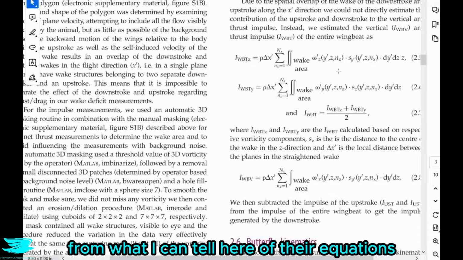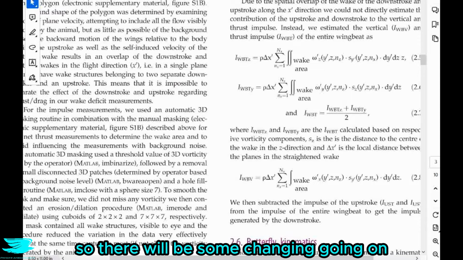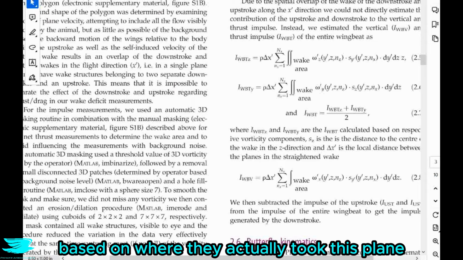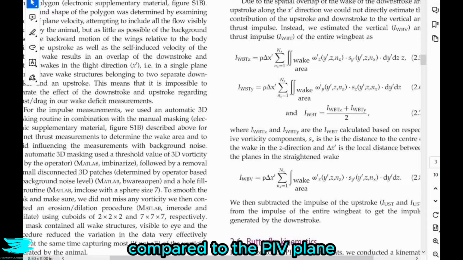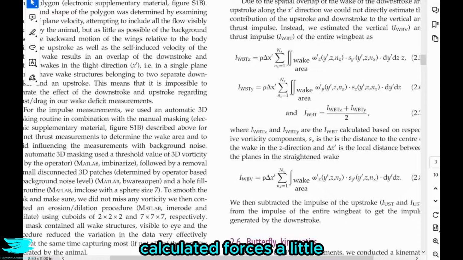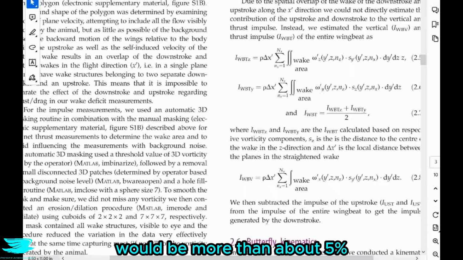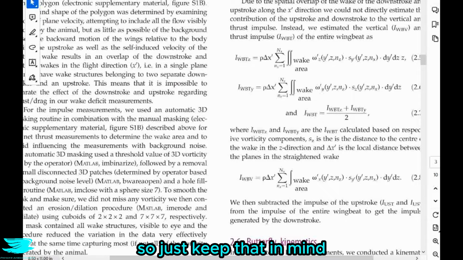From what I can tell here of their equations, they are not robust to the downstream length. So there will be some changing going on based on where they actually took this plane and how far up the butterfly was compared to the PIV plane. Now, I don't expect there to be too much of a change because butterflies are lifting off at the exact same distance from a PIV laser. But depending exactly which direction they travel on from there, it will change how long it takes for the wake that's forming at the wings to then hit the laser and hence change the calculated forces a little. Given the lengths we're talking about here, I would be surprised if the resulting errors would be more than about 5%. So let's just keep that in mind.